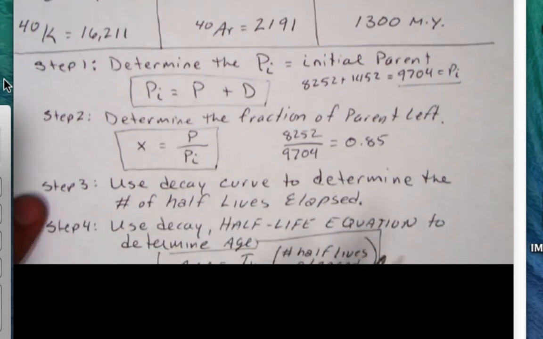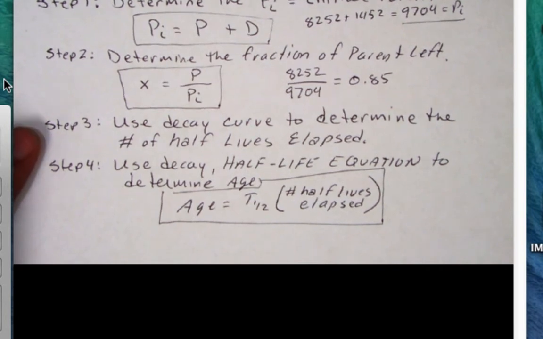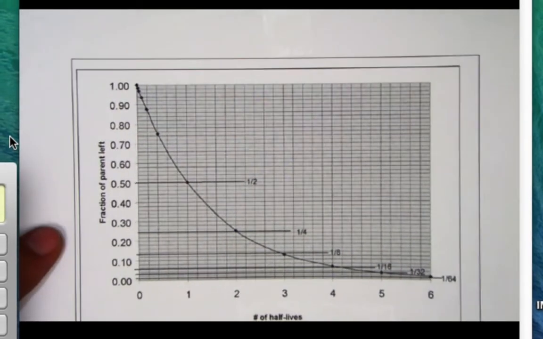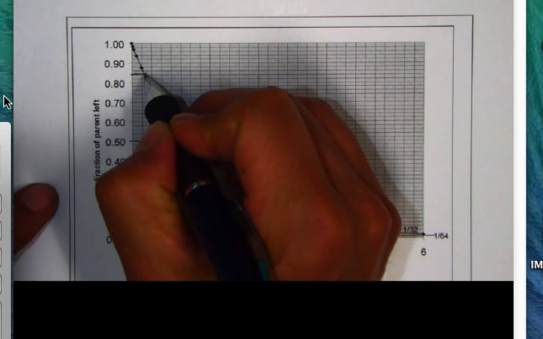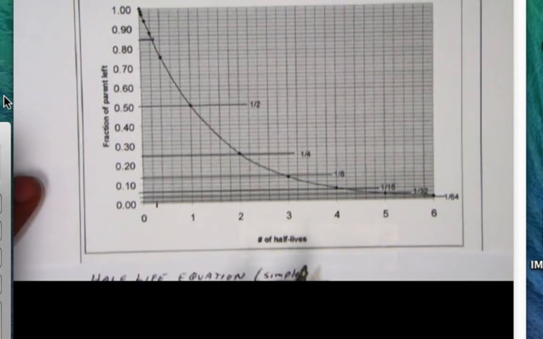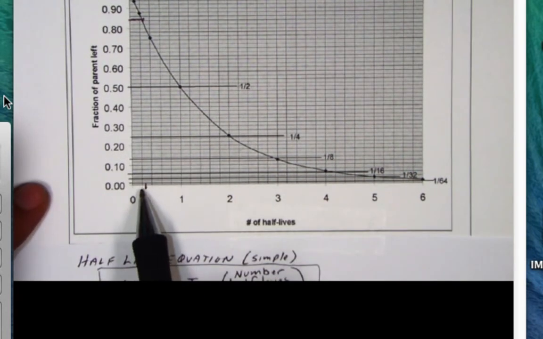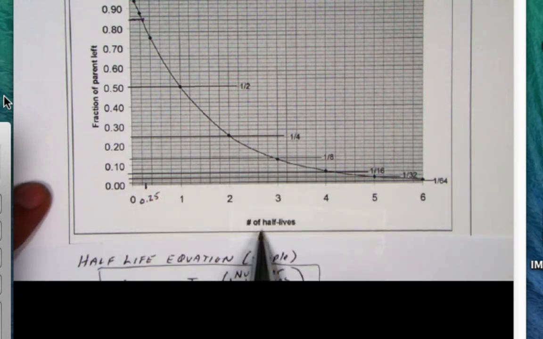Now we need to use the decay curve up here to determine the half-lives elapsed. So actually I have one here that's already nicely made up, and so we'll go to 85%, which is right in here, and then it goes to right here, and then we'll drop that straight down, and we'll get an estimate right in there. So each of these is 0.2, 0.4, 0.6. So this is about a 0.2, maybe a 0.25. So you kind of got to estimate it here. So a 0.25. So it's telling us that there's been 0.25 half-lives elapsed.